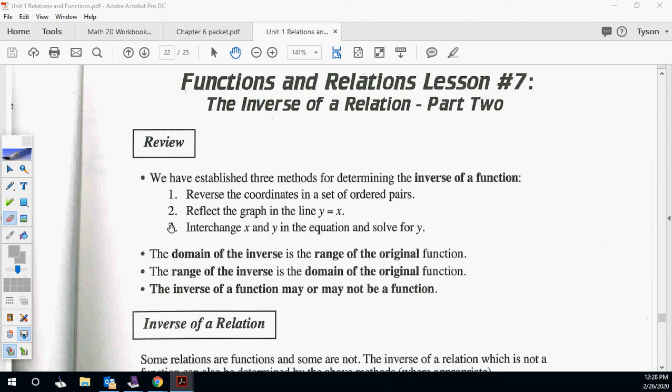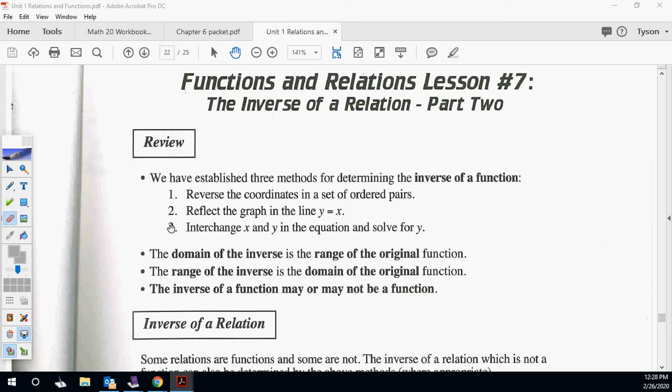Still in section 1, chapter 2, the last lesson of chapter 2, which would be lesson 7. Quick review. We established 3 methods for determining the inverse of a function: reverse the coordinates, reflect over the y equals x line, interchange x and y, and solve for y. That's your 3 methods for establishing inverse points or inverse graphs or inverse equations.